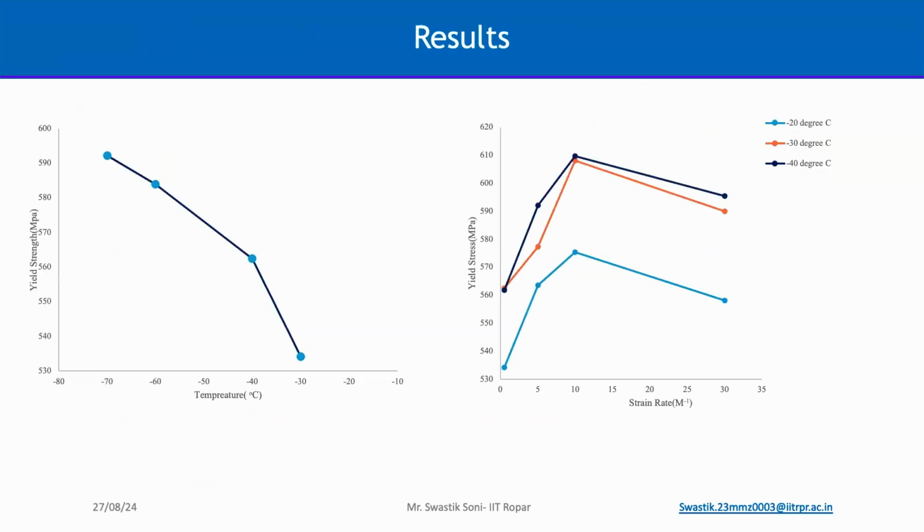Next, comparing these results with the yield strength and the temperature, we can see that at the lower temperature the yield strength is higher, and once the temperature increases, the yield strength decreases. Similarly, the effect of strain rate is not linear. We have a transition at around 8 to 12 mm per minute.